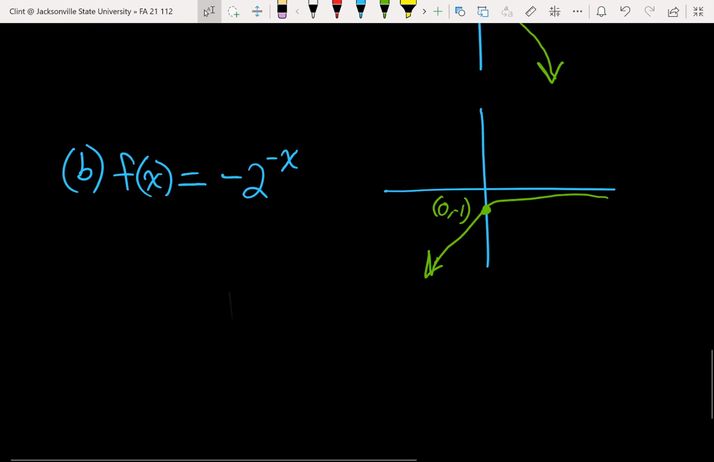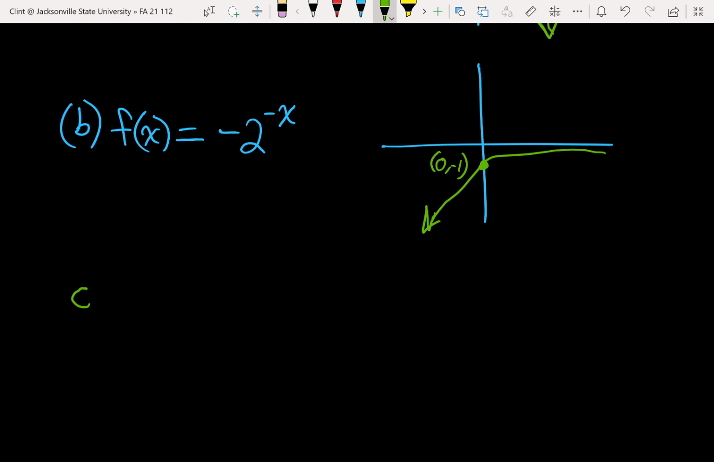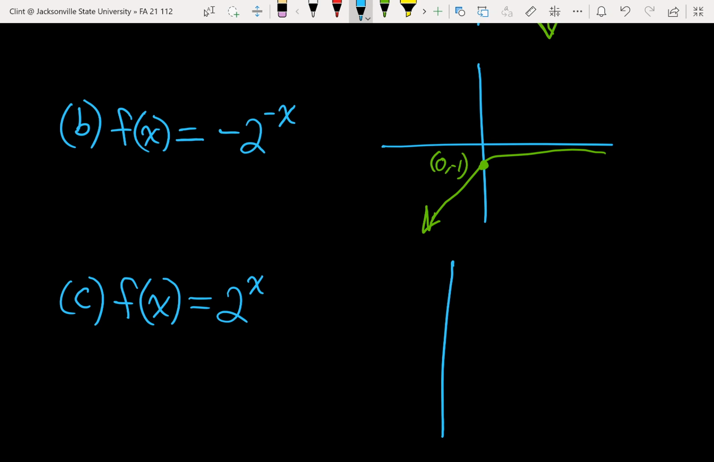Okay. C gives us just the basic version, with no reflections. It just gives us 2 to the x. So that will look like number 4. That's just our basic exponential with a base bigger than 1.